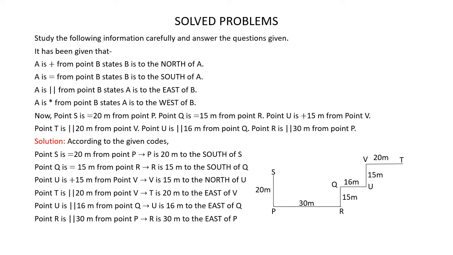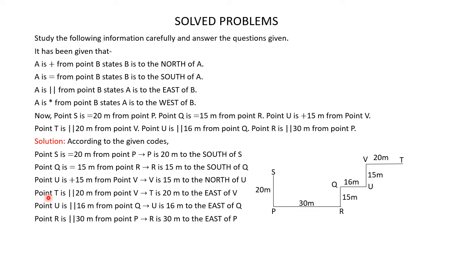Now first let's decode the information given here according to the given codes. Now according to the given codes, point S is equal 20 meter from point P means P is 20 meters to the south of S. Point Q is equal 15 meters from point R means R is 15 meters to the south of Q. Point U is plus 15 meter from point V means V is 15 meters to the north of U.